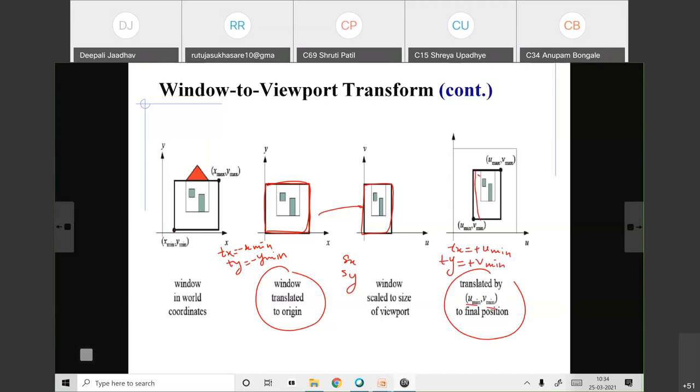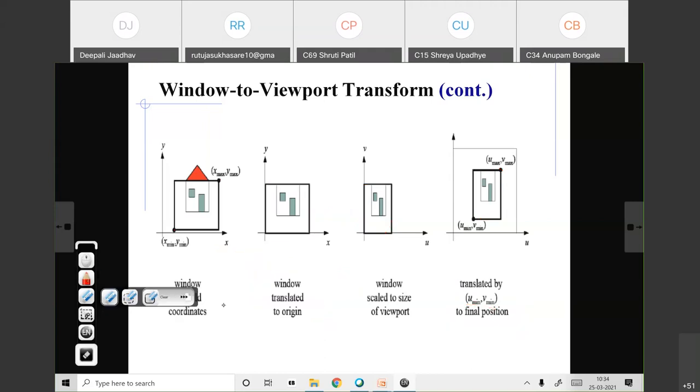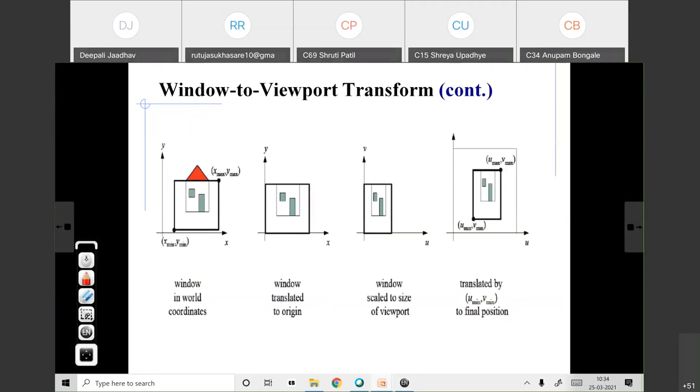So now it is at the position where I require the viewport, on the device screen. Device may be any kind of device. It may be your TV screen, your computer screen, your mobile screen, any kind of device screen. And this window to viewport is used everywhere normally. But what is the technique behind it that we are studying here? How does it actually perform that? So these are the three steps done here for window to viewport transformation.